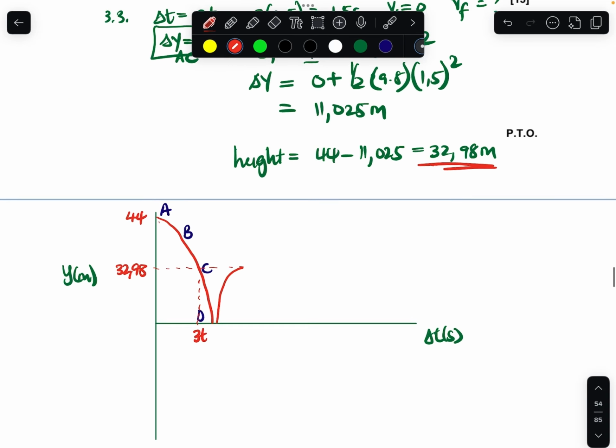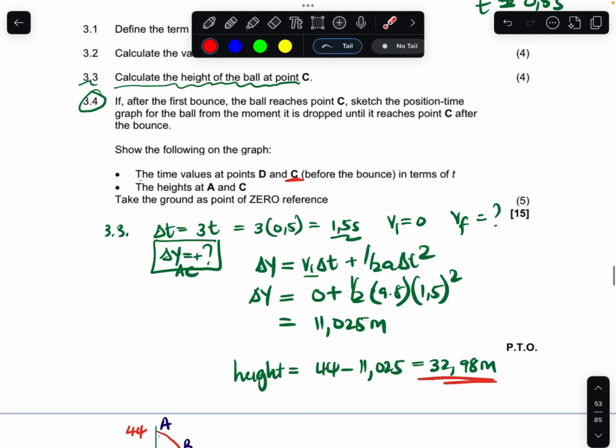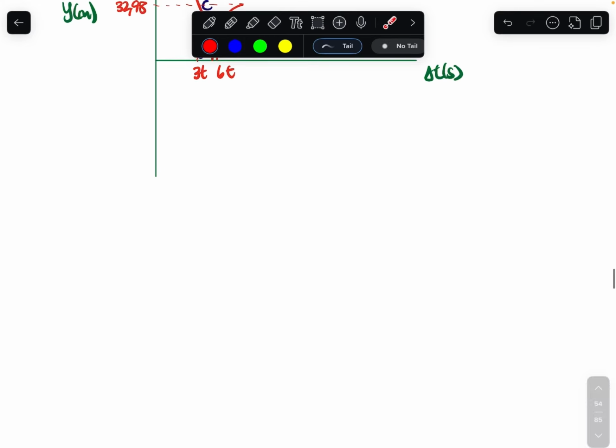And then the D, the time for the entire motion, it's 2T plus 1T plus 3T, it's 6T. So that means it's 6T, right? That's what they want, guys. Basically, that's what they want. They didn't require these things and this labeling. I was just labeling it for you to understand.